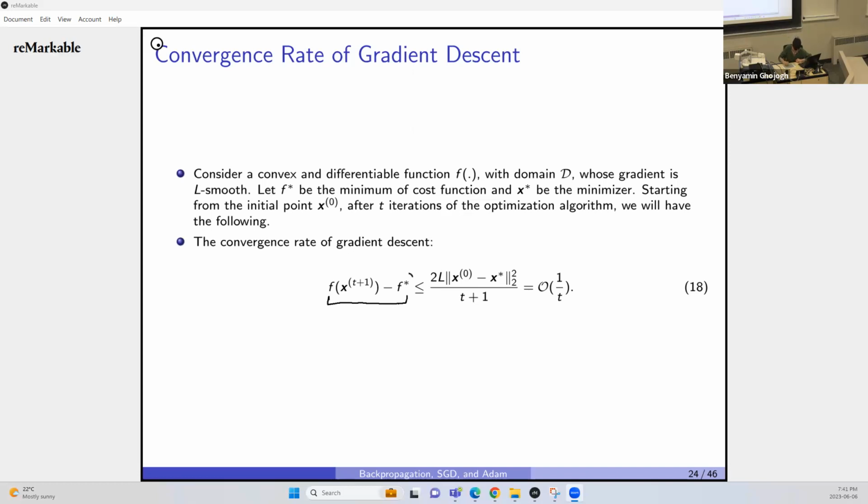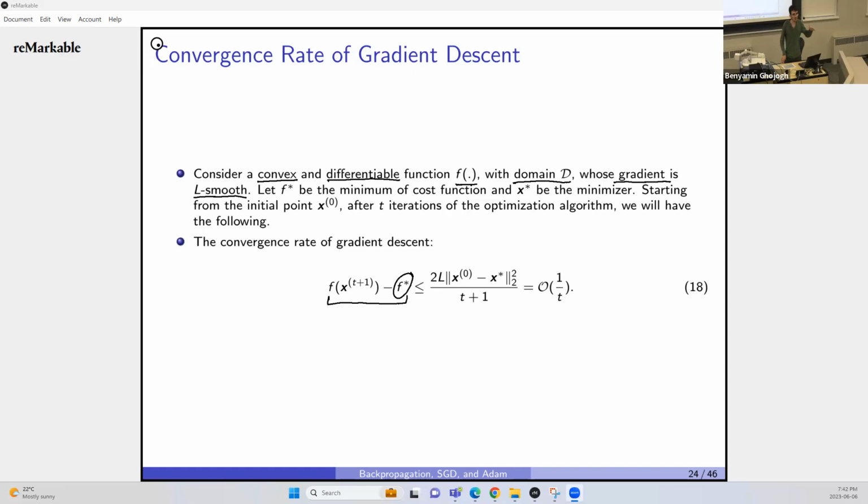Assume that the optimal solution is f star, and I'm in the t+1 iteration. t here denotes the iteration index. Then it means how fast I move toward f star. The better the convergence rate, the faster the algorithm is. So consider a convex, differentiable function, so a smooth f, with domain D, where x should belong, whose gradient is L smooth. What was L smoothness? Lipschitz continuity. I talked about it in the last session, but let me briefly say it again. When we say a function is L smooth, L here is a parameter. It's a scalar, for example, it can be 1.2 or something.